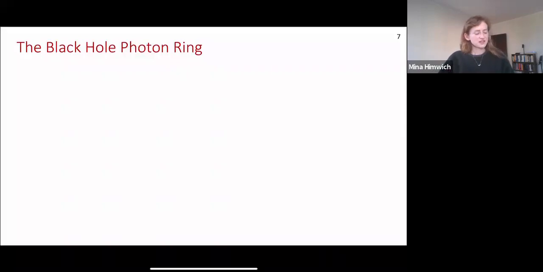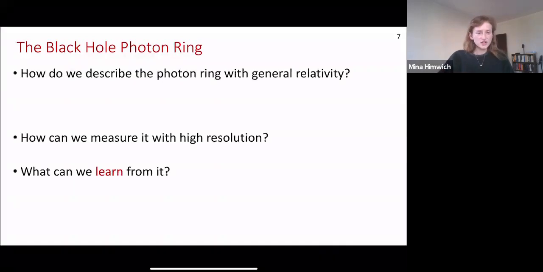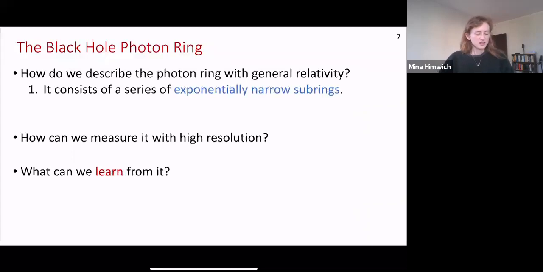The presence of this series of rings of light has been dubbed the black hole's photon ring, and some questions we can immediately ask are: how do we describe the photon ring with general relativity? How can we measure it at high resolution using the Event Horizon Telescope? And what can we learn from it? There's been a lot of work on this over the past year, and that's ongoing. I'm only going to describe a couple of aspects of it here. The first is that this photon ring consists of a series of exponentially narrow subrings.